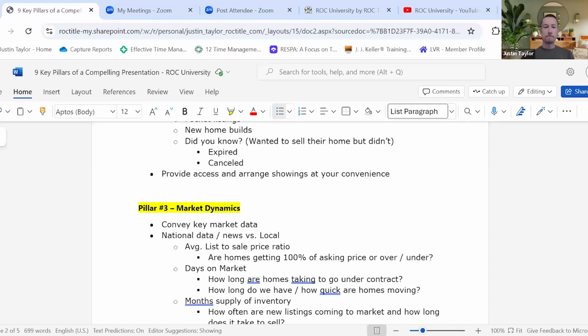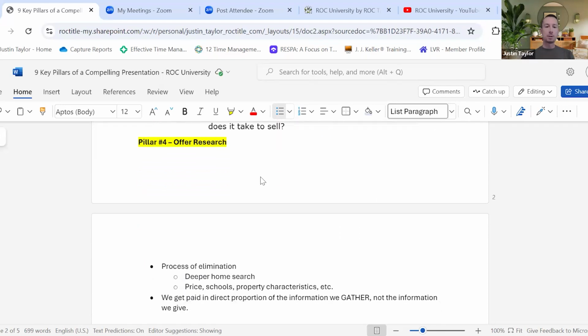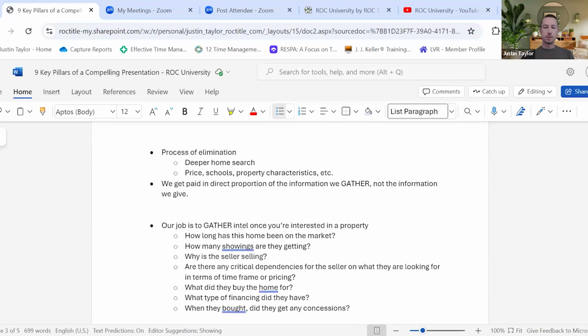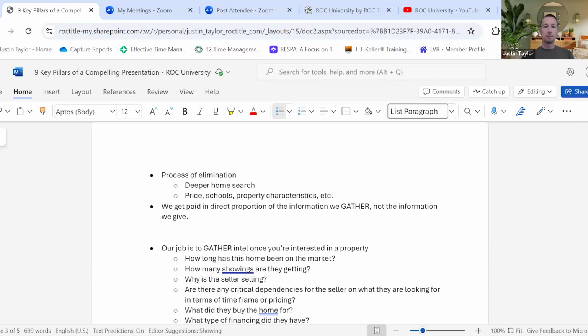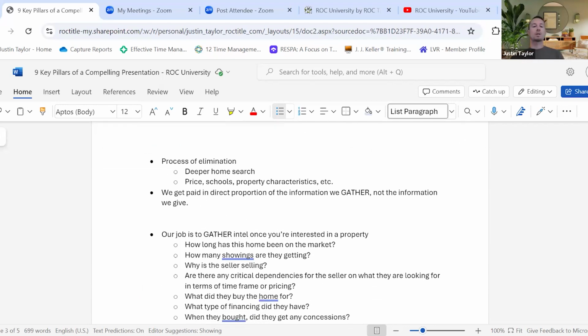Good stuff, guys. Pillar number 4, offer research. Of course, as you go through the process of elimination, you're showing hot properties, and maybe the property looks really good online. They love it. I feel like we've all experienced it at some point, right? The photos are like, wow, this place is amazing. You get there in person, and not so much, right?